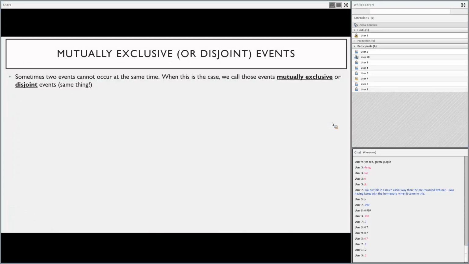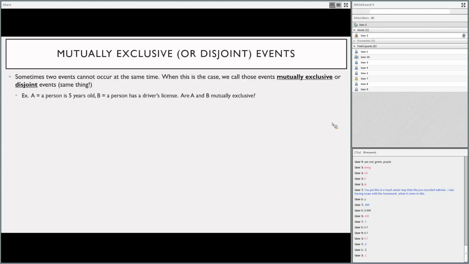Okay. So let's talk about what mutually exclusive or disjoint events are. Sometimes if we have two events, it is impossible for those two events to occur at the same time. When that is the case, we say that those events are mutually exclusive or disjoint. Those are just two terms that mean the same thing. So if you see the words mutually exclusive or disjoint, it just means that these two events cannot occur at the same time.